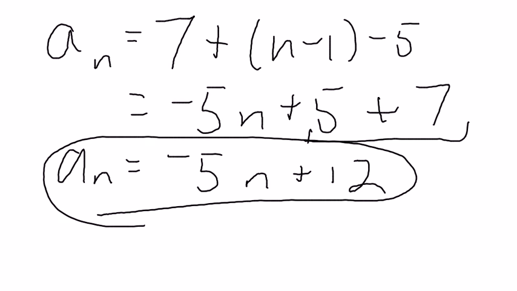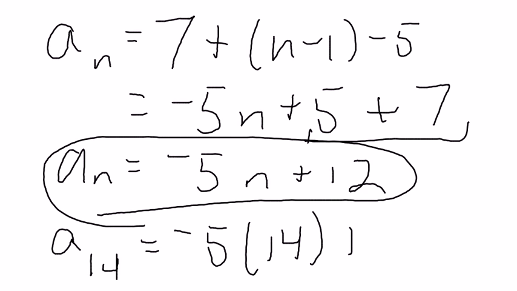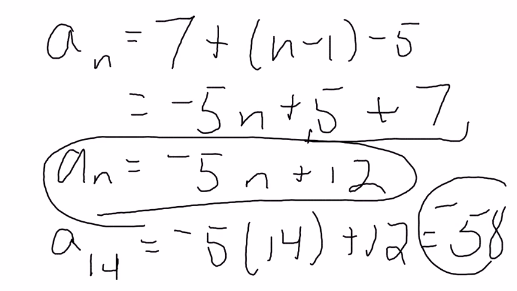So for the 14th term, we just substitute in 14 for n. a 14, the 14th term, is going to be -5 times 14 plus 12. Okay? Multiply that out. It's going to give us -58. And that is our answer. So instead of having to write out everything out to the 14th term and trying to find out what that is, we could just make a formula, and then we could put anything. You could find the millionth term if you wanted to. All right.